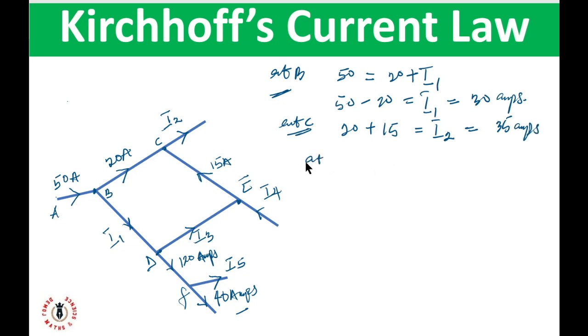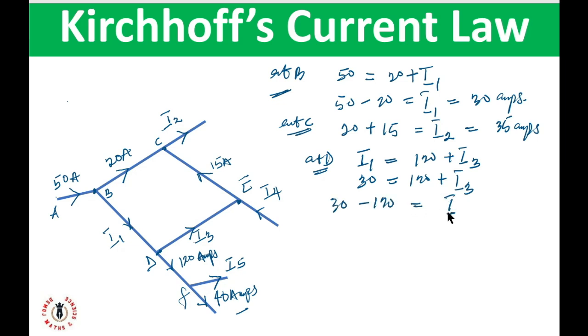Let's look at node D. At node D, I1 is coming into the node while 120 amps is leaving and I3 is leaving. So I1 should be the same thing as 120 plus I3. And already we know that I1 is equal to 30. So 30 amps is equal to 120 plus I3. Obviously, 30 amps minus 120 is equal to I3. So that's 30 minus 120, that's minus 90 amps, is equal to I3.